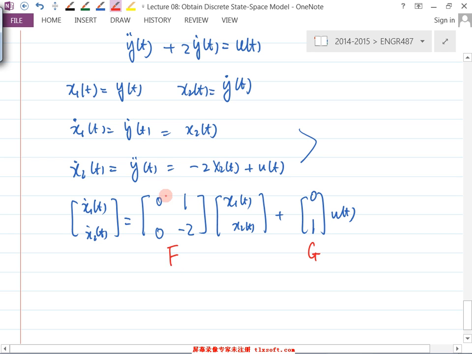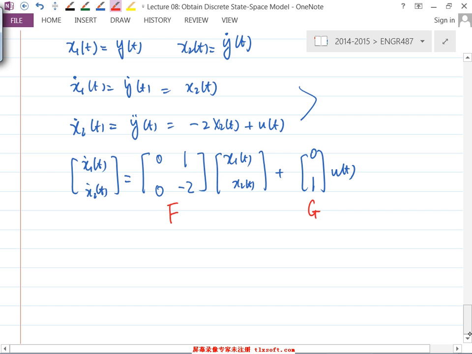See this F right here. This is not a non-singular matrix, right? And what about the output equation? Output is C times X, and this Y is the same as X1, so okay, and there's no D, so that's it.